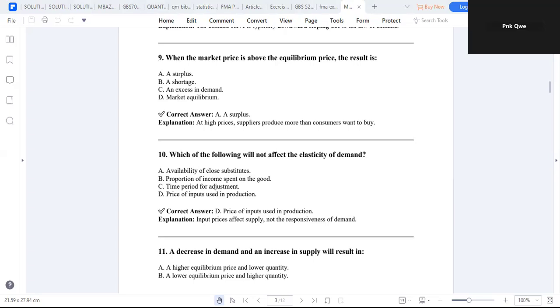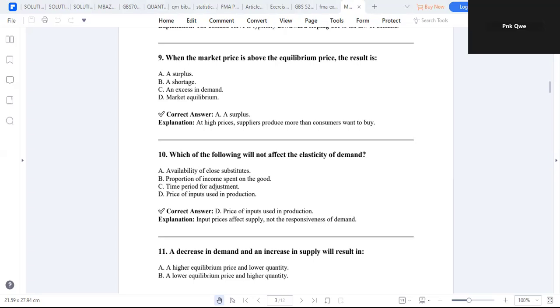Determinants of elasticity include the availability of substitutes. The more substitutes we have, the more elastic. That simply means that if you are in a market buying tomatoes and others are all selling tomatoes, there are a lot of substitutes available. If what you buy is expensive, people will switch. That will make goods more sensitive, more elastic. Secondly, the type of good.